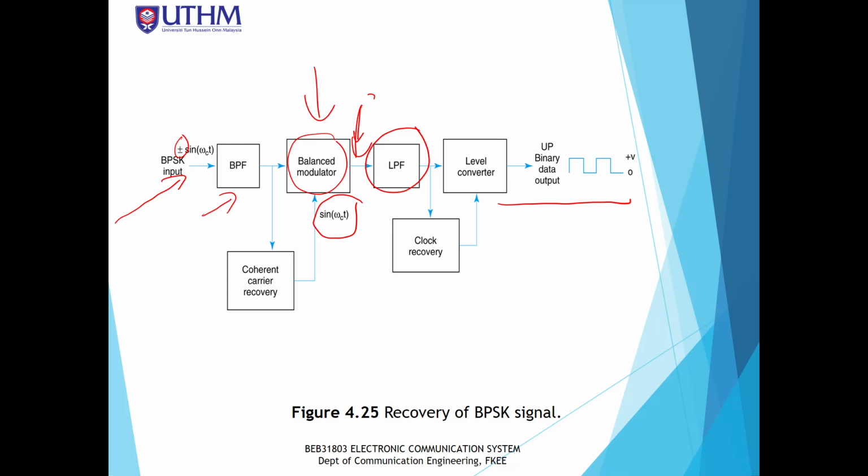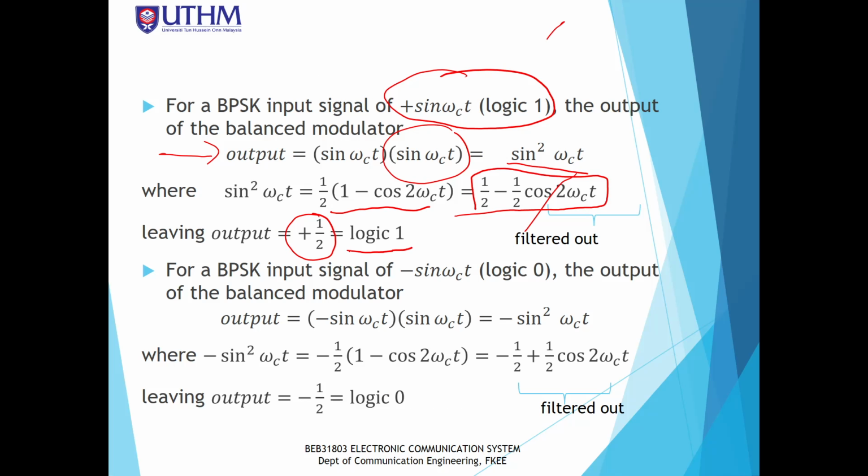Masuk ke dalam receiver. This one is the receiver. So, we have either logic 1 or logic 0. Okay. So, if the input to the receiver, input kepada receiver adalah sin omega ct ataupun logik 1 daripada transmitter. So, you see that the receiver can recover this into a logic 1. Okay. So, what happen if the input to the receiver is logic 0, which is negative sign?